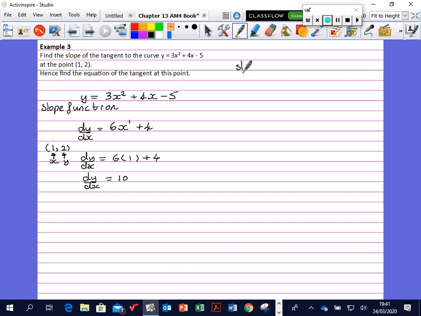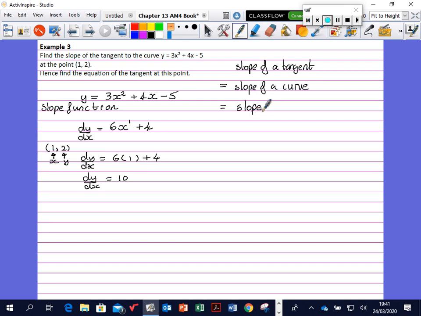The slope of a tangent, just to get you used to terminology, is the same as saying the slope of a curve at the same point, and is often abbreviated to just purely slope.